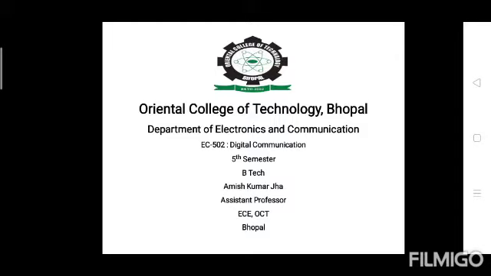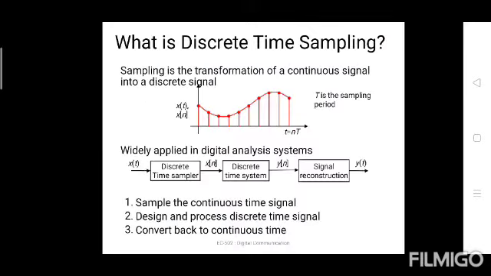Today we are going to discuss sampling and its representation. Now let us start with discrete time sampling. The first question that arises is, what is discrete time sampling? Suppose we have an analog signal and we want to convert it into digital form. The first step of converting an analog signal into digital is termed sampling. It is a type of transformation in which we change the continuous signal into a discrete signal.